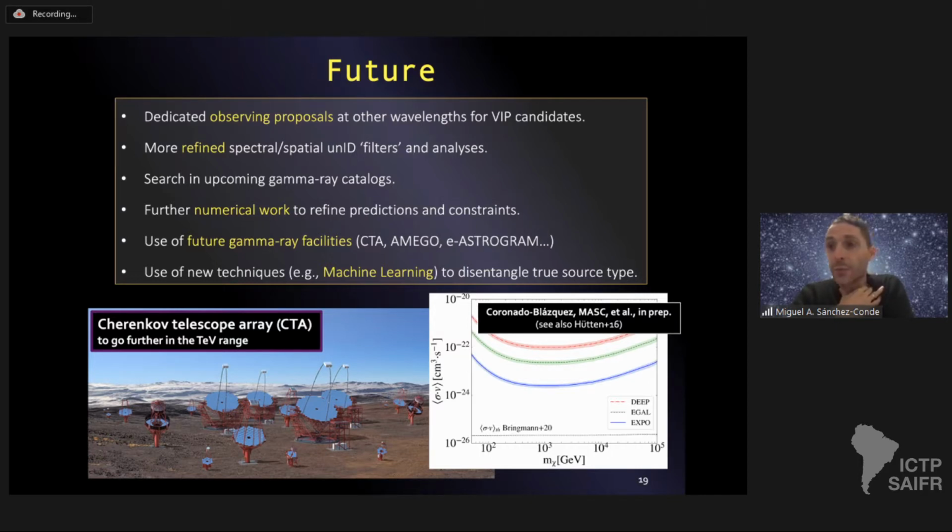As I said, further numerical work is needed, and we are doing a lot of work on that in our group. And we are also already trying to understand the capability of future gamma ray facilities like CTA, the Cherenkov Telescope Array, in all this game. In particular, on the bottom right, you can see a plot with predictions for constraints for CTA. This is a work that will be hitting the arXiv within the next few weeks, so stay tuned.